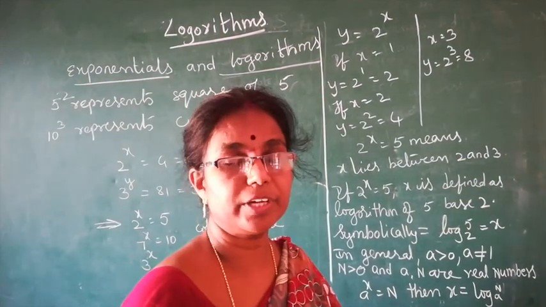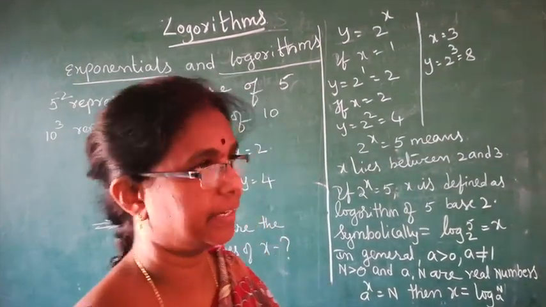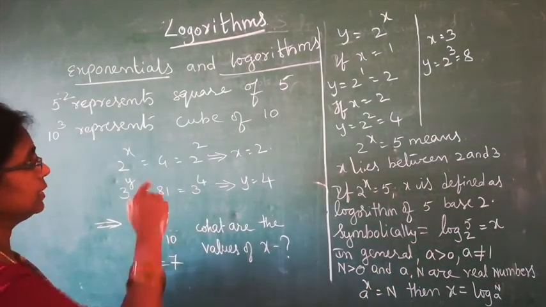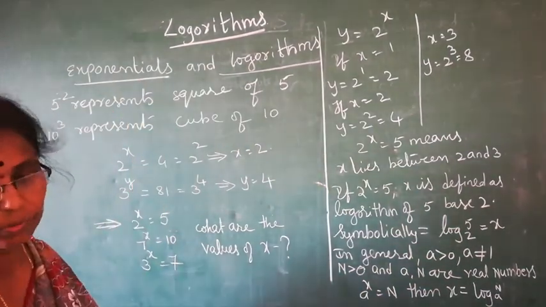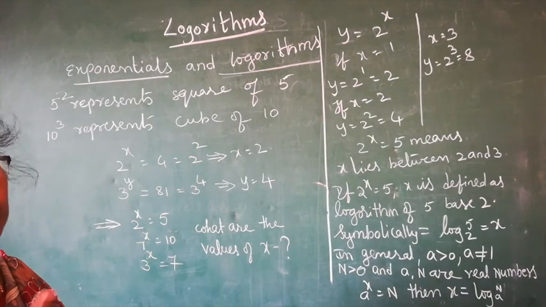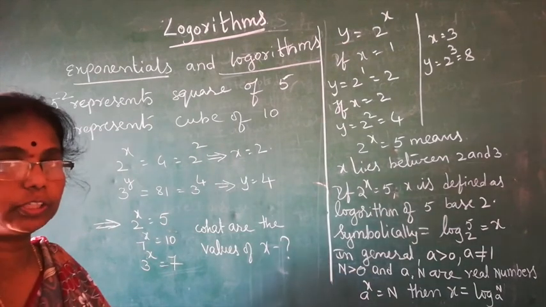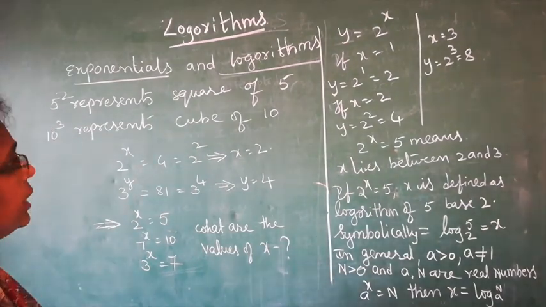Hi children, today we are going to learn a new topic, logarithms. These logarithms are related to exponentials. What are exponentials? 2 to the power of 2 is equal to 4, cube root of 343 is equal to 7. Those are all exponentials.